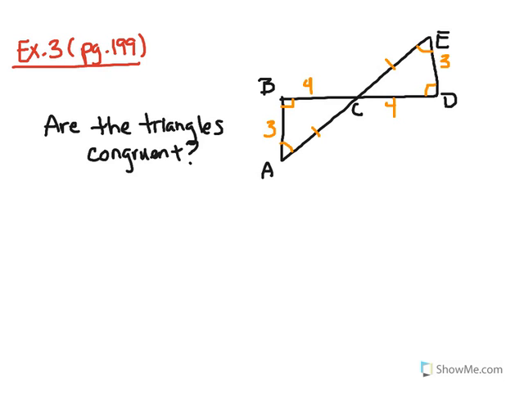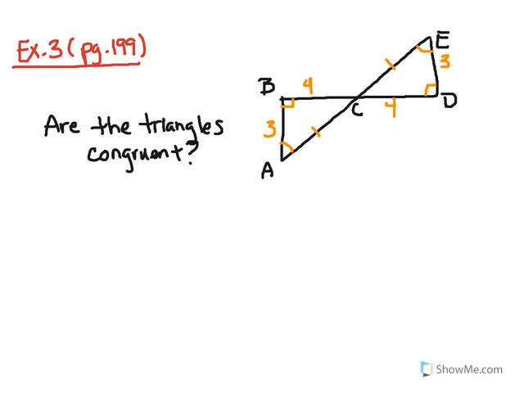So let's take a look at this example. This is example 3 on page 199, and it gives this figure. And the question is simply asking if these two triangles are congruent. So in order to have congruent figures, remember all of the sides and their corresponding sides need to be congruent, as well as all of the corresponding angles. Okay, now corresponding just means, like in the previous example, that the angle with one arc mark would be corresponding to the other angle with one arc mark, and so on and so forth. So let's take a look at this picture and see what we got.